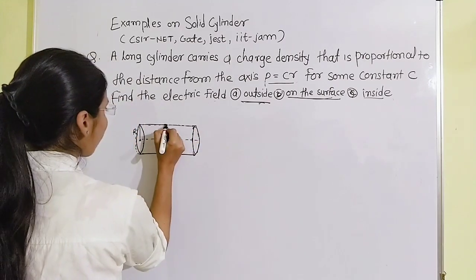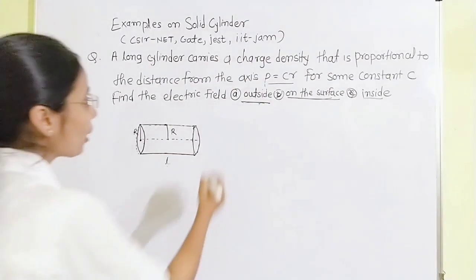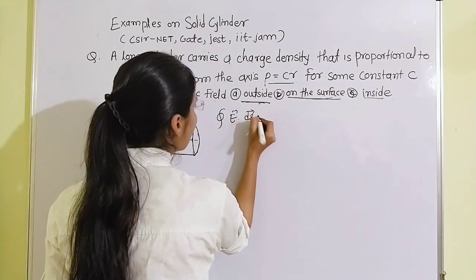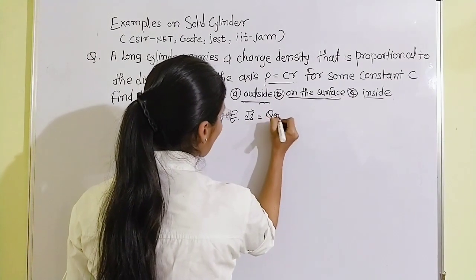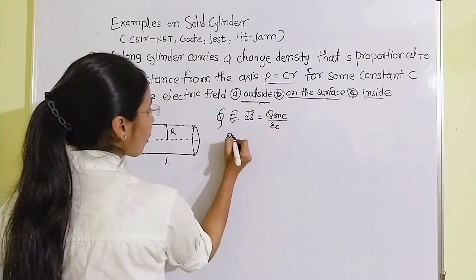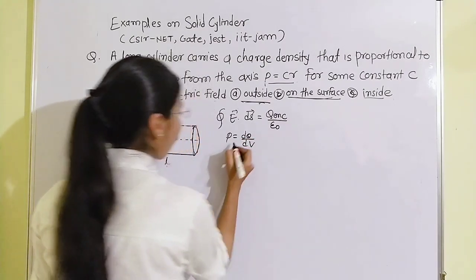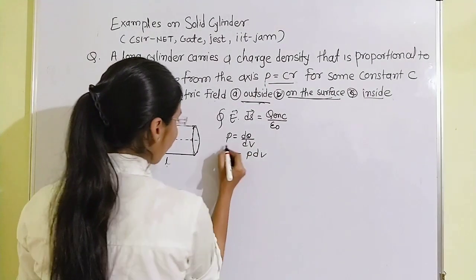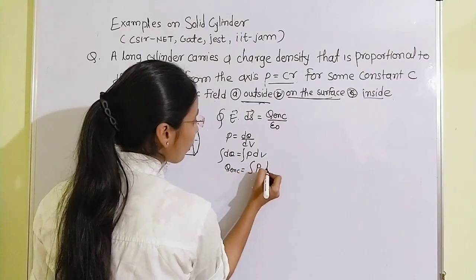So the distance from the center is R, capital R, and we know that the integral form of the Gauss law is closed integral E bar dot ds bar is equal to q enclosed by epsilon naught. Again, we know rho is equal to dq by dv, so dq is equal to rho into dv. When we integrate this, we will get q enclosed is equal to integral rho dv.